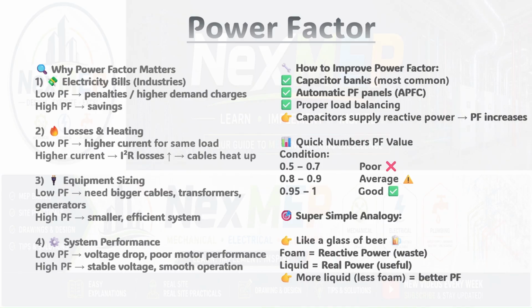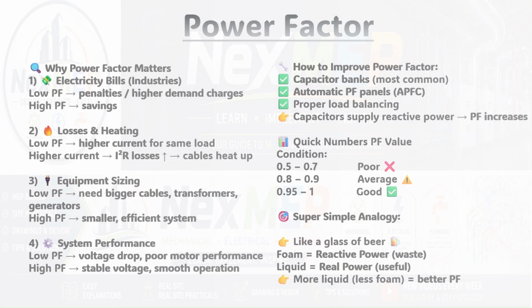So how do we improve it? The most common method is installing capacitor banks. You can also use automatic power factor correction panels, called APFC panels. Capacitors supply reactive power locally, which means the source doesn't have to, and the power factor improves.